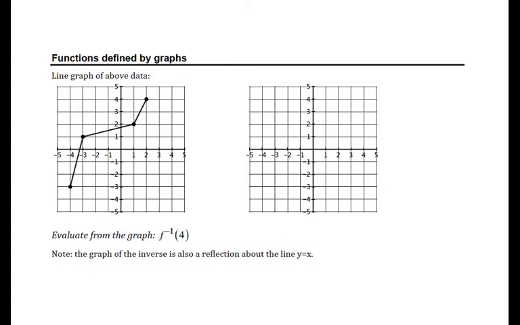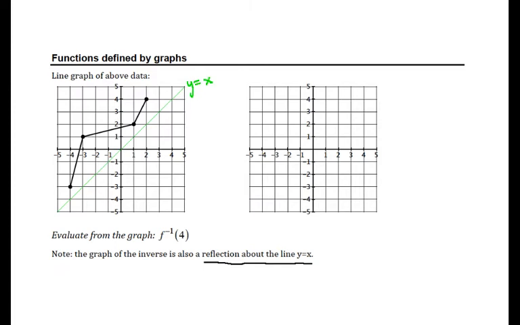Another way to think about the inverse of a function defined by a graph is that it is a reflection about the line y equals x. So here's what that looks like. If I draw in a nice dashed or very thin line here, I'll draw it in green, with slope 1 and passing through the origin. This is the line y equals x.